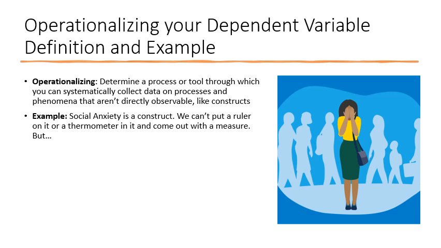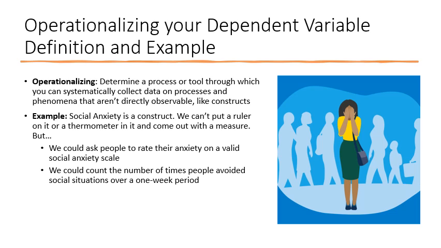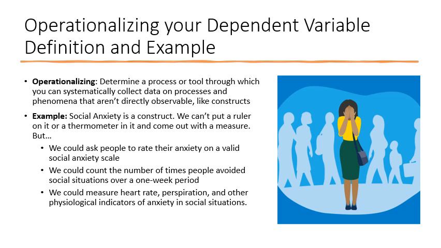So how are we going to do this? Well, here are some ways. We could ask people to rate their anxiety on a valid social anxiety scale. That's called self-report. We could count the number of times people avoided social situations over a certain period of time. We could measure heart rate, perspiration, and other physiological indicators of anxiety in social situations.